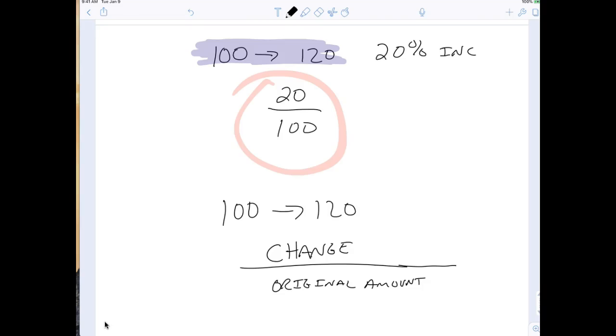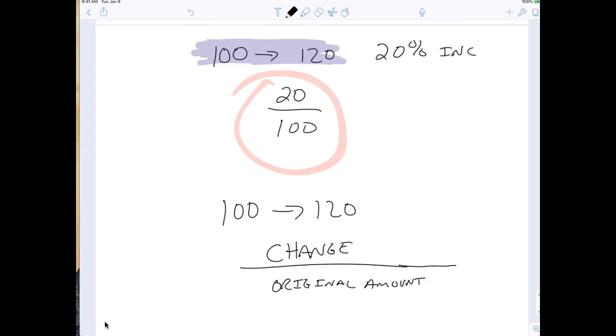I make myself up a number, 100 to 120. I know that's a 20% increase. So now I'm asking myself, how did I get 20% from these two numbers? I know 20% is the same as 20 over 100. So the difference between these is 20, and the original is 100. So now I know it's the change divided by the original amount. All right? Change divided by the original amount. Is everybody good with that?